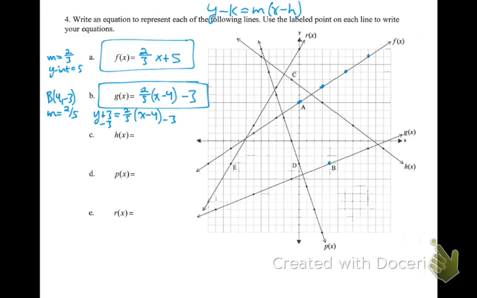Let's look at equation C, which is h of x. H of x goes through point C. Again, that's not going through the y-axis at a nice point, so we're going to have to use the point slope form. It looks like it's at -1, 8. Okay, so I'm going to write that down. C is located at -1, 8.